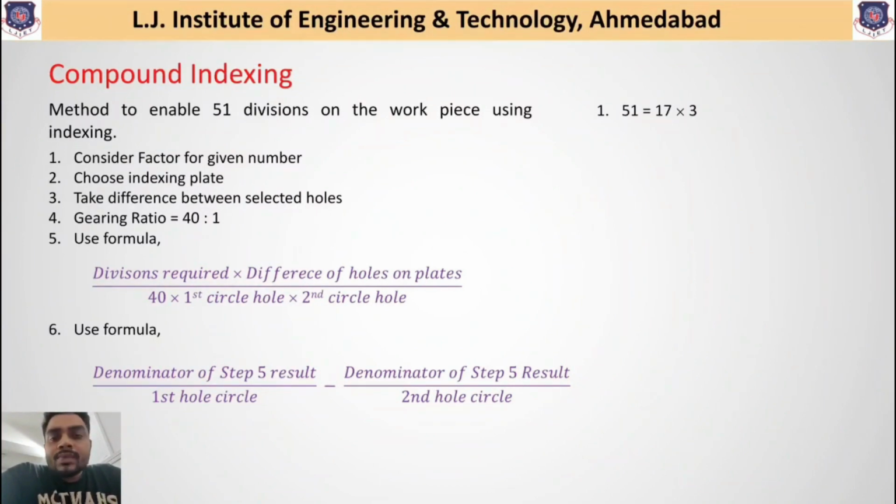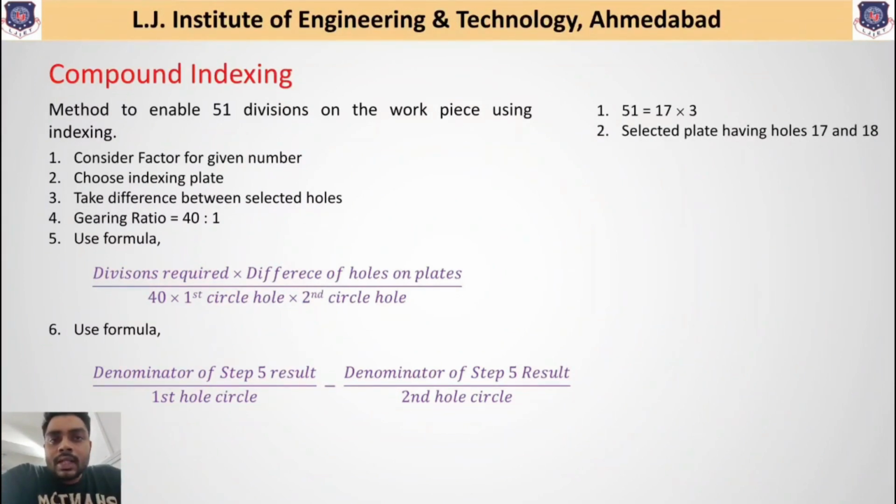So as we know, 17 number of holes are available on the Brown and Sharpe indexing plate of set 1, but the 3 number of holes are not available. So select that 17 number, and after that select the next number that is also available on that indexing plate. So the next number available, that is 17 and 18.